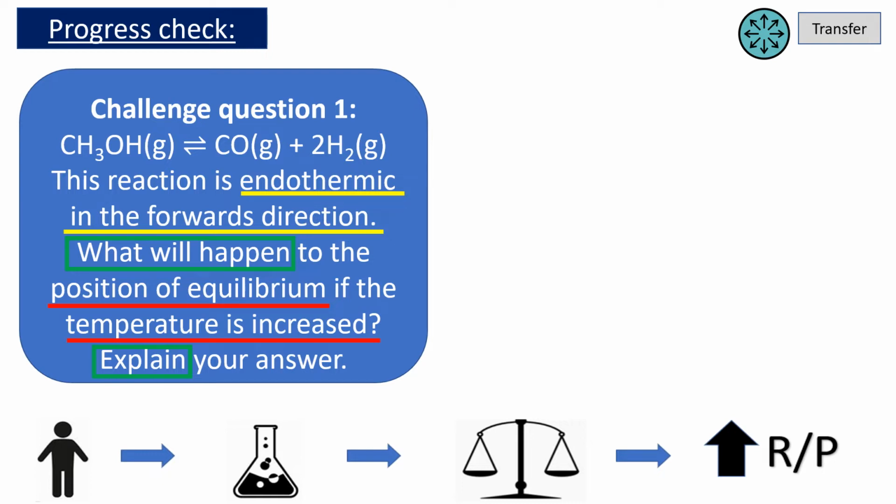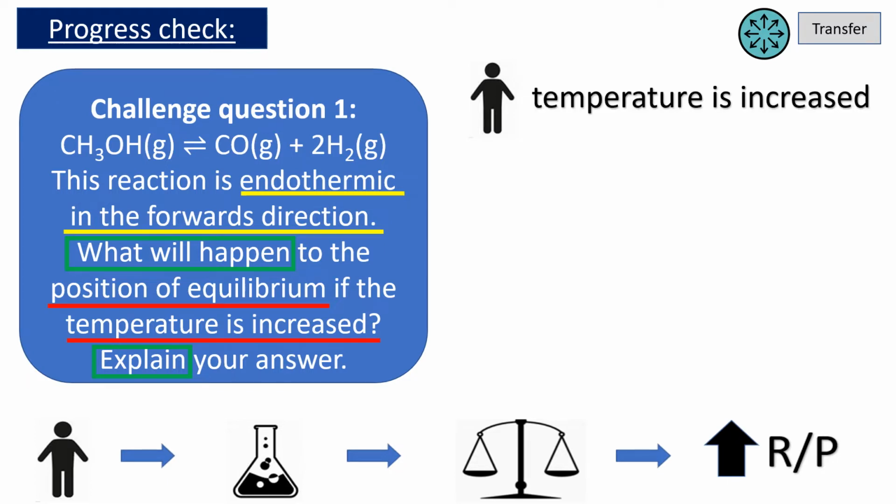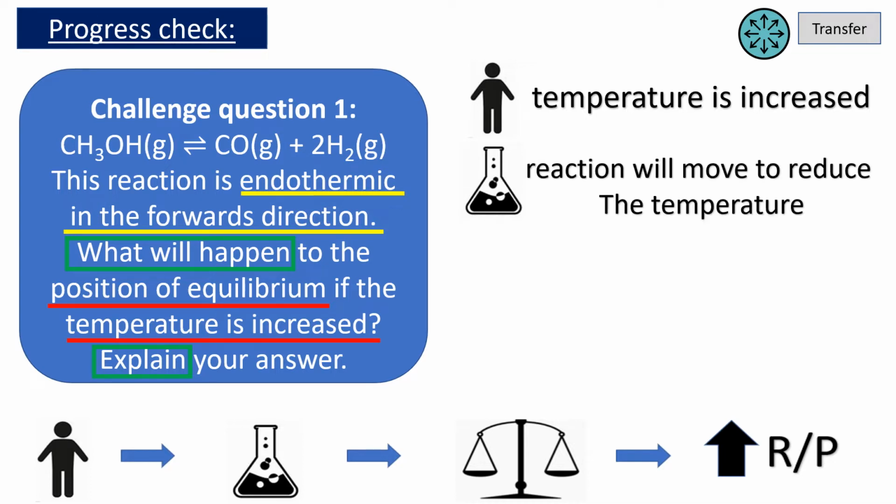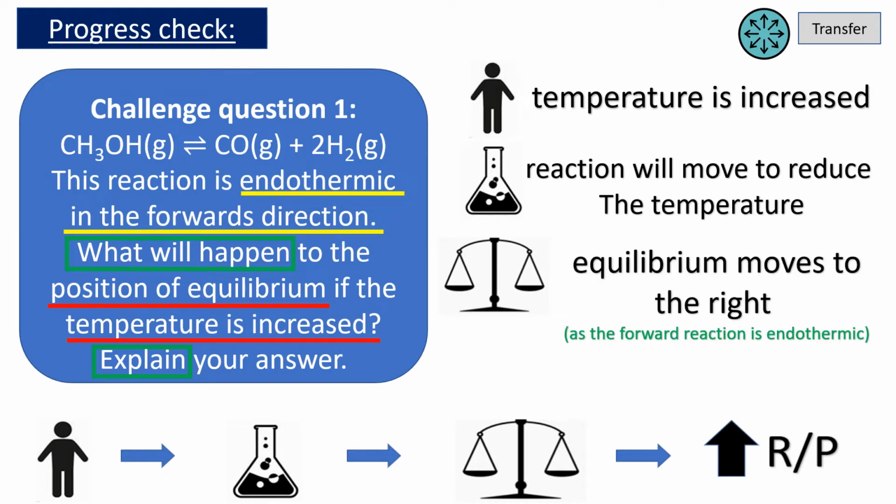Okay, so I'm going to use my dual coding. What am I going to do? Well, the question tells me I am increasing the temperature. So what will the reaction do? Well, it will do the opposite, as they always do. It will move to reduce the temperature, or it will decrease the temperature. If I think about that logically, if I'm reducing the temperature, it's getting colder, that's endothermic, which I know is the forwards reaction, in which case equilibrium moves to the right. Let's give a reason for that to pick up the extra mark. The forward reaction is endothermic, so it's going to go to the right, and therefore I would make more products.